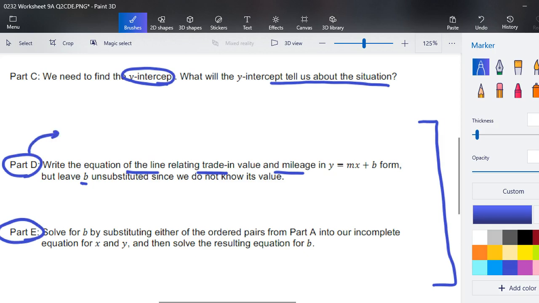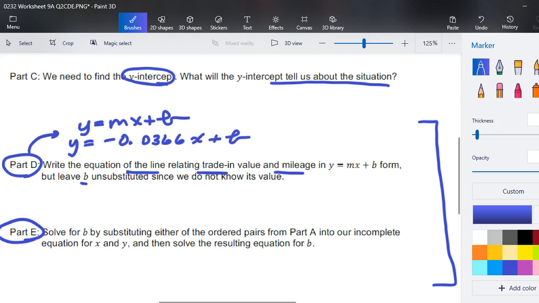Well, I'm going to move it up here just a little bit. y equals mx plus b. And right now, the only thing we know is the slope that we just calculated that was about 3 cents, almost 4 cents a mile is what we're decreasing.